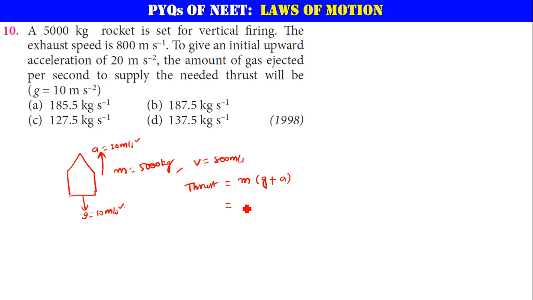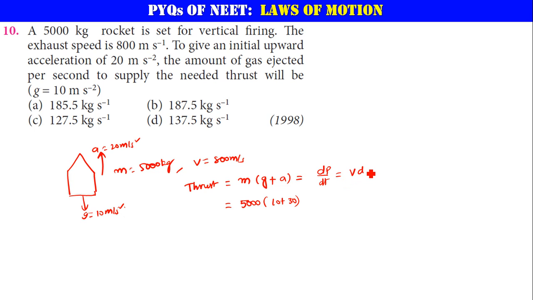What is the mass here? 5000 into what is g value? 10, and acceleration 30. Now that can be equated to the net force acting on the system, isn't it? So can I say that is equal to dp by dt? Here the velocity of the exhaust speed is constant, so the dv by dt term is going to become 0.